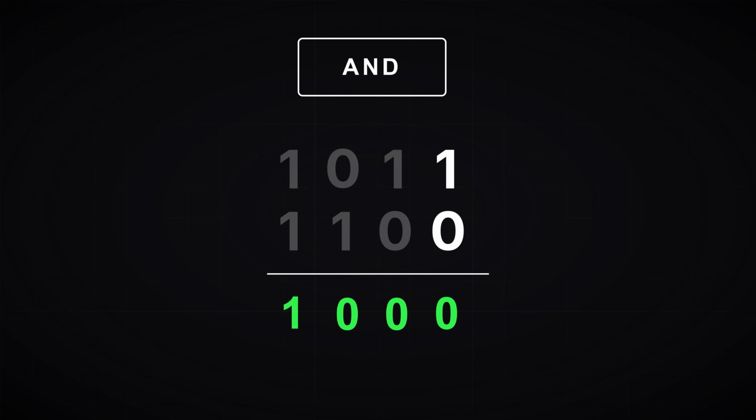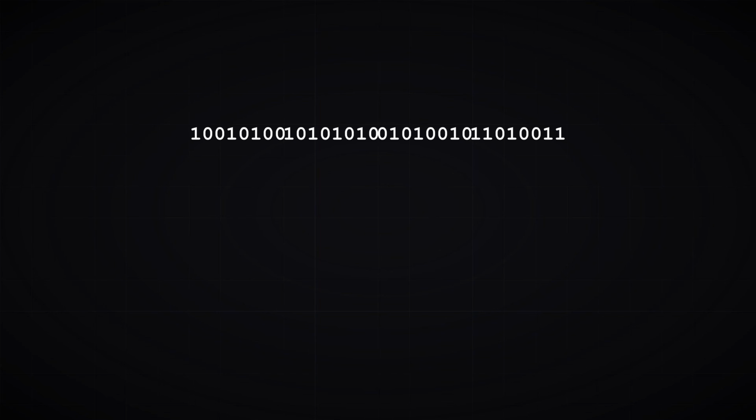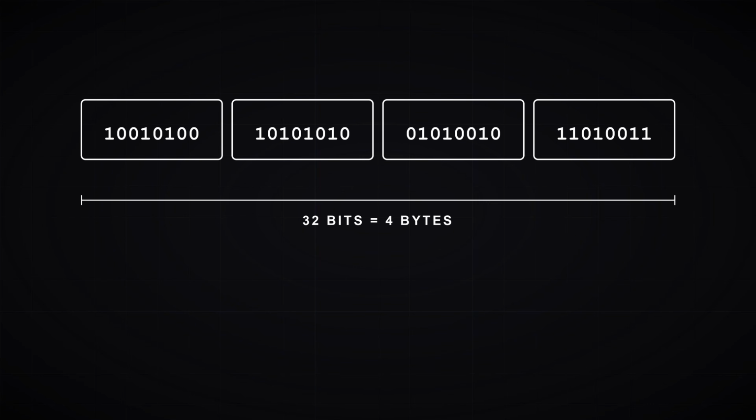Remember the program counter? It got incremented by 4 right at the beginning, the moment its address was copied to the MAR. Here's what the instruction actually looks like in memory. It's just a long string of 1s and 0s. Each digit is a bit. It's the smallest piece of information a computer can store, on or off, 1 or 0. Group 8 bits together and you get a byte. Our instruction is 32 bits long, that's 4 bytes. And each byte takes up its own address in memory, 100, 101, 102, 103.